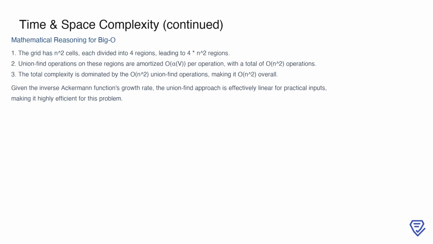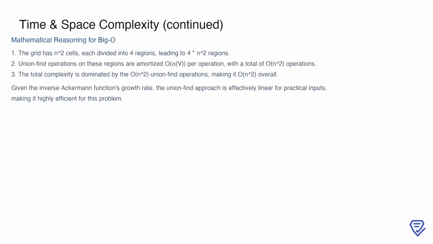To understand why the complexity is O(n squared), we can break it down mathematically. The grid consists of n squared cells, and each cell is divided into 4 regions, resulting in 4*n squared regions overall. The union find operations on these regions have an amortized time complexity of O(alpha(v)) per operation, and there are O(n squared) operations in total. This leads to a combined time complexity of O(n squared).